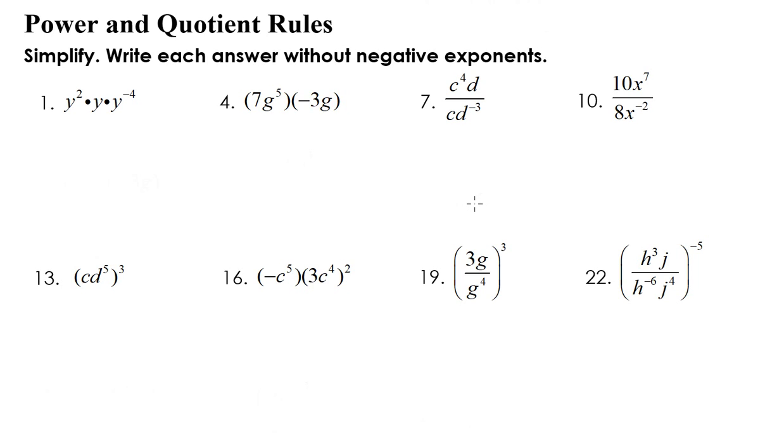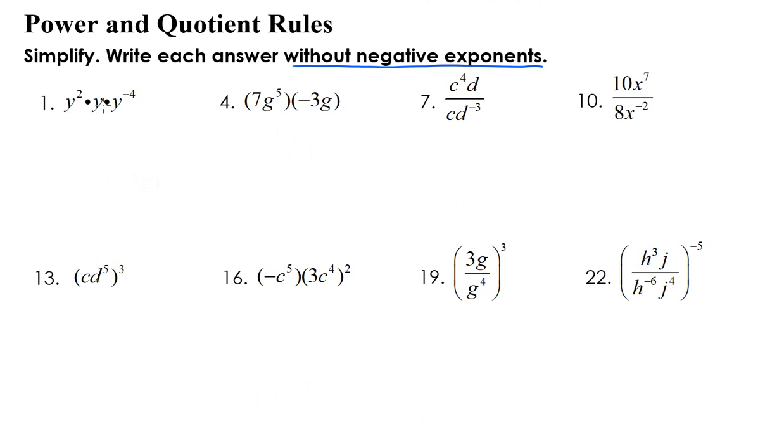I'm going to take you through some of the problems on the power and quotient rules worksheet. Okay, first one, for all these, we're going to simplify and write each answer without negative exponents. Okay, so we've got y squared times y to the negative fourth.